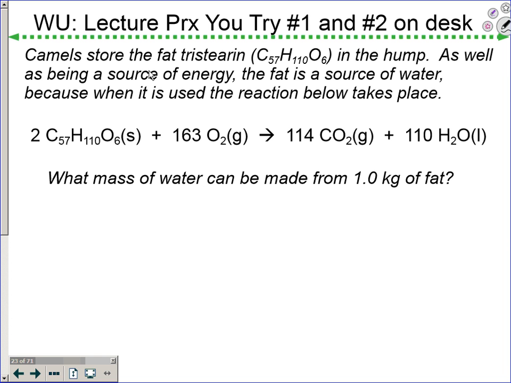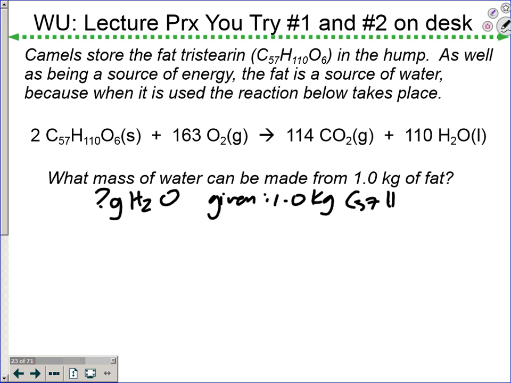The question, which is what? So grams, right? Grams water. And what's the given? 1.0 kilograms of C57H110O6. Okay. So if we write in the terminology that we're using in the BCE, it helps clarify things. So now, Evan, where do you want to start?